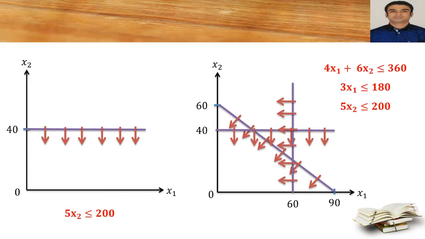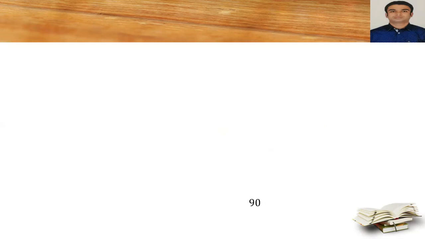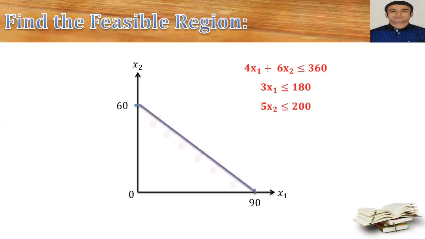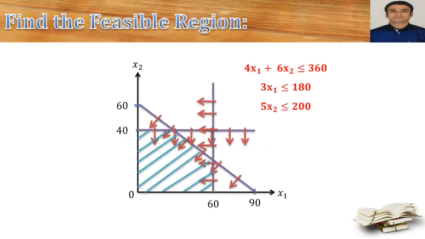As we discussed earlier in the last slide, in all our three equations, the sign is greater than or equal to, which means the area toward the origin will be considered. So in the next step, we find out the feasible region. And what is the feasible region? The feasible region is the common area considered with all the constraint equations.